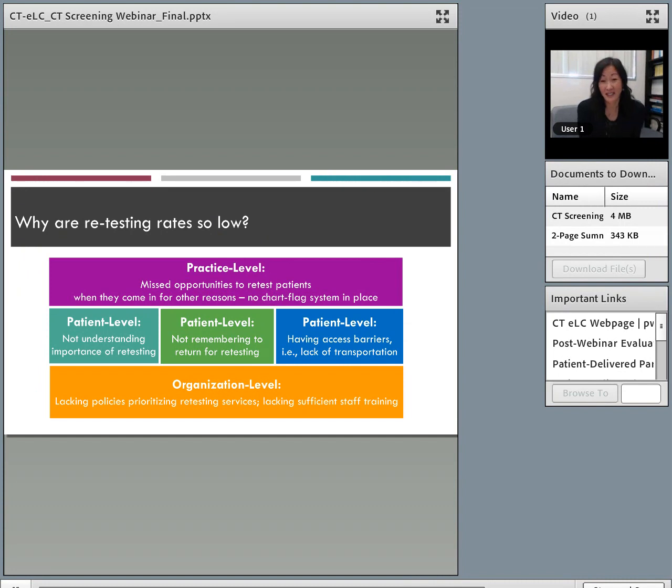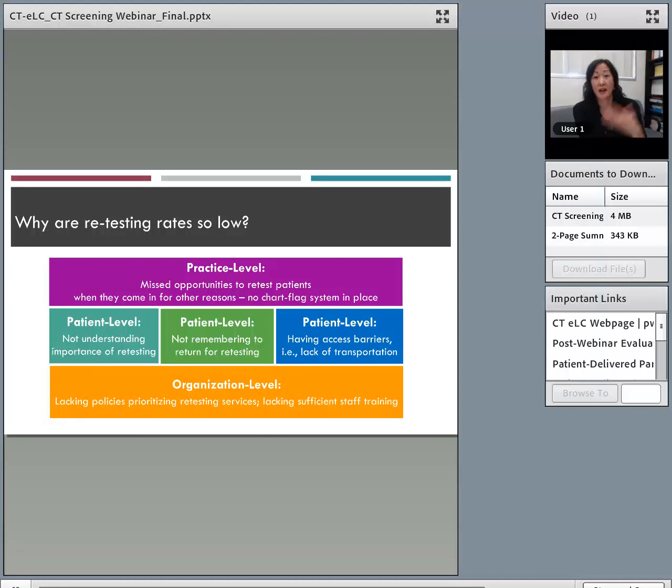Okay, so retesting rates are very, very poor. I don't have exact numbers in front of me, and Holly might have some off the top of her head, but they're not good. But there's a lot of reasons why retesting rates are low. There are practice level reasons. That would mean the patient shows up and no one knew they were due for a retest, and there's no sort of flagging system in place to say, oh, patient had chlamydia 3 months ago, the patient's due for a retest. Then there's all these patient level issues that come into play.